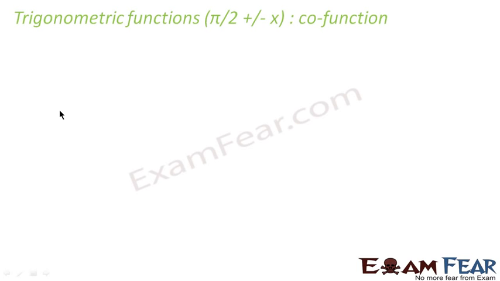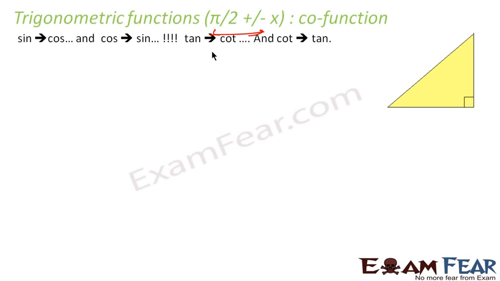Now we'll see trigonometric functions where we add or subtract pi by 2. In such cases, sine becomes cos, cos becomes sin, tan becomes cot, and cot becomes tan. So remember: sine cos, cos sin, tan cot, cot tan.